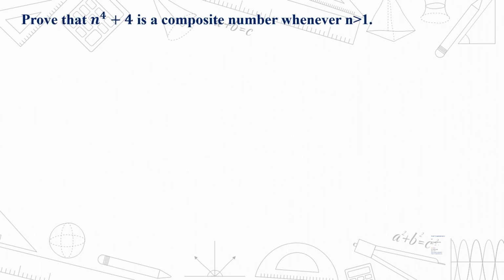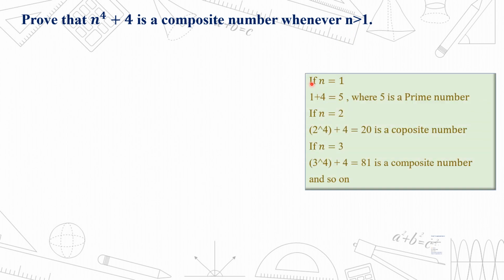First, we'll prove that n to the power 4 plus 4 is a composite number whenever n is greater than 1. Before going to the proof, we'll take certain values of n and check whether the statement is true or not. What happens if n is equal to 1? If n is equal to 1, then n to the power 4 plus 4 is going to be 5, where 5 is a prime number.